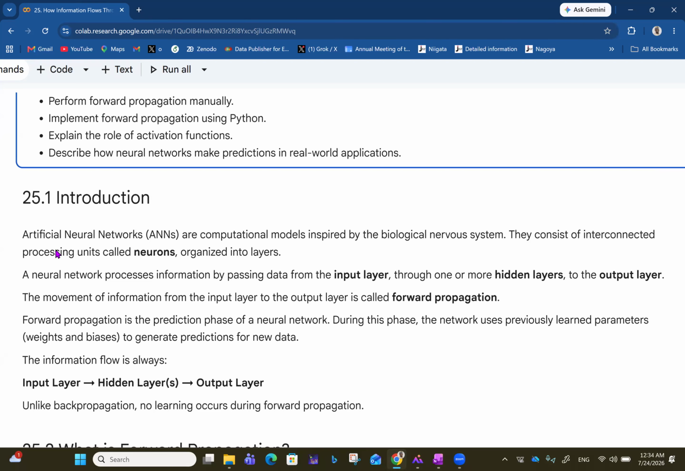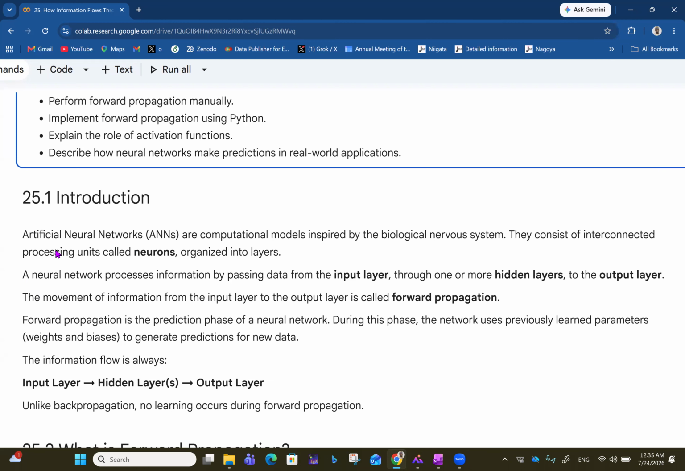So artificial neural networks, ANNs, are computational models inspired by the biological nervous system. I mean, the idea of neural alone tells you about the brain and its connections. Artificial neural networks consist of interconnected processing units called neurons, and they are organized into layers. A neural network processes information by passing data from the input layer through one or more hidden layers to the output layer.